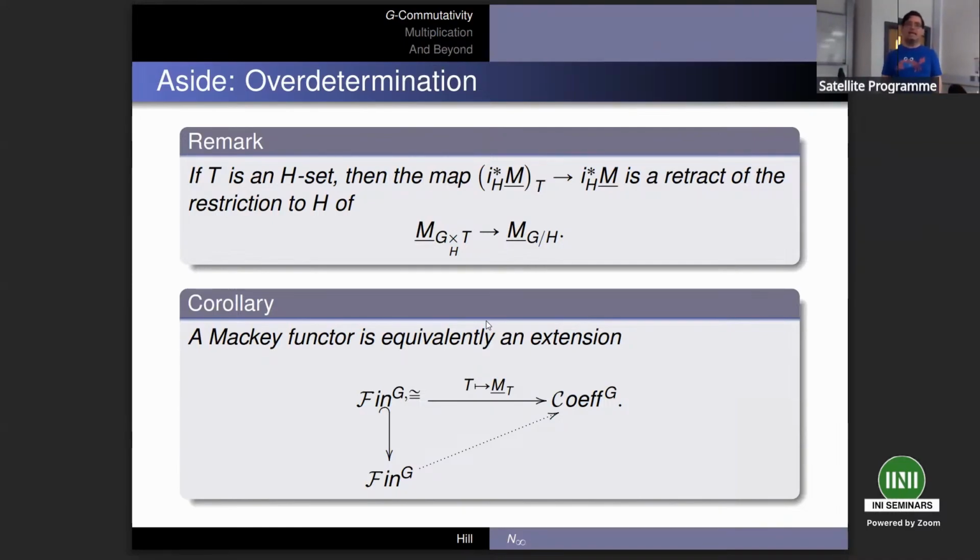What I'm saying is, if I forgot the G's everywhere, so I was just looking at finite sets and isomorphisms, then there's a preferred map that I want, from finite sets and isomorphisms into sets that takes a finite set T to M crossed with itself T times. Or, if you prefer, functions from T into M.